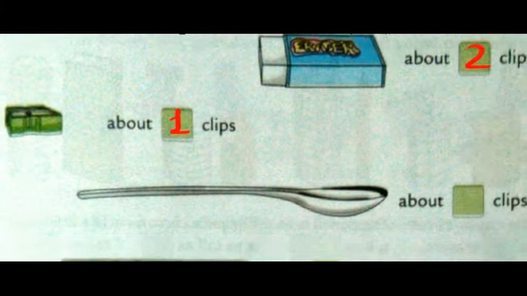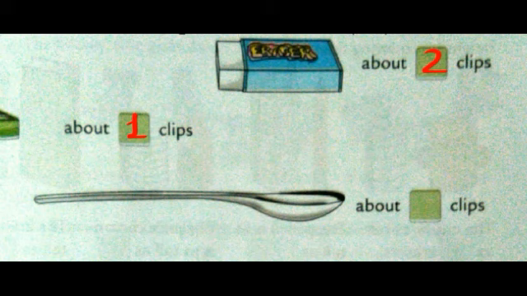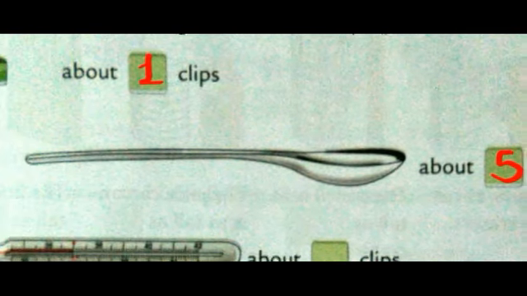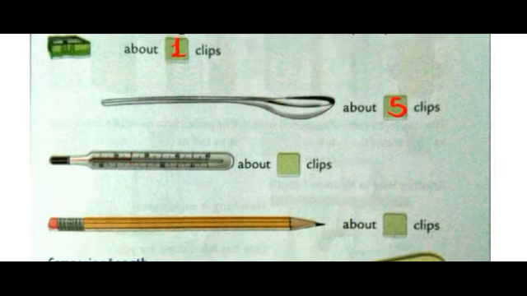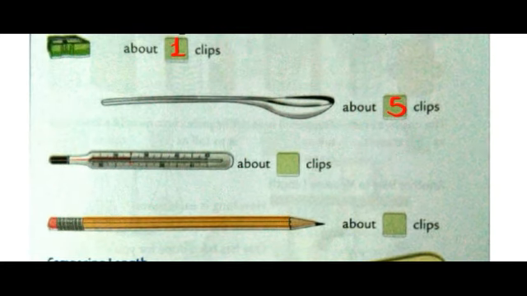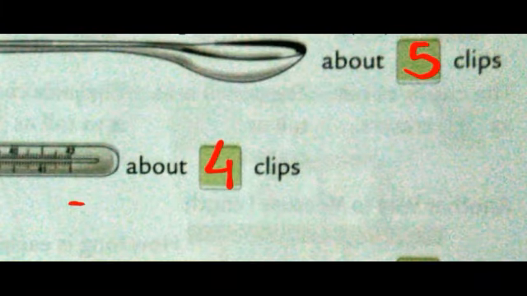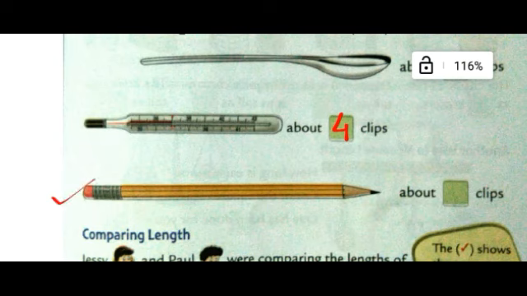Now, see the third one. It's a spoon. We have to measure the spoon now. So, if we measure the spoon, it's about 5 clips. So, we will write here 5. In this way, we have to measure these objects using the paper clips strip that is given here. Now, let's see the thermometer. How much is it? It's about 4 paper clips. So we can write here 4. Okay. Now I would like you all to try this last one as homework.